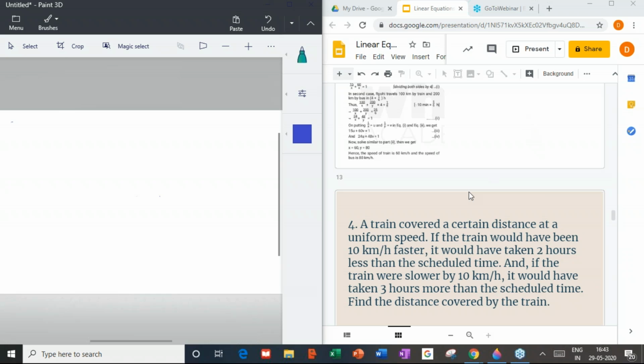So, we can see in this question that we have to find the distance covered by the train. We can assume that the speed of the train will be x kilometer per hour and the time will be y hours. So distance will be speed into time, which is basically xy. Now we have been given that if the speed was 10 kilometer per hour faster, it would have taken 2 hours less. So the speed would be x plus 10 and the time will be y minus 2. Then xy equals x plus 10 multiplied by y minus 2. Correct.